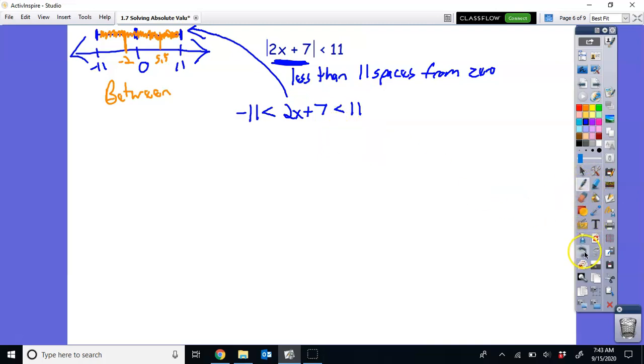Now, how do I solve this? I go back to my technique that I solved before. I subtract 7 on all three parts. That gives me -18.